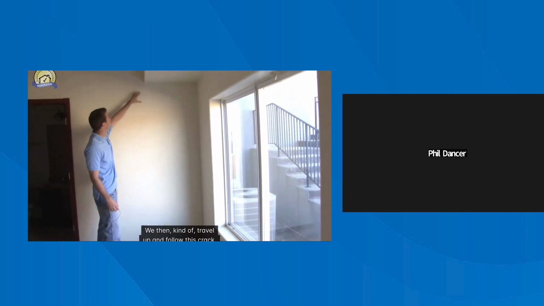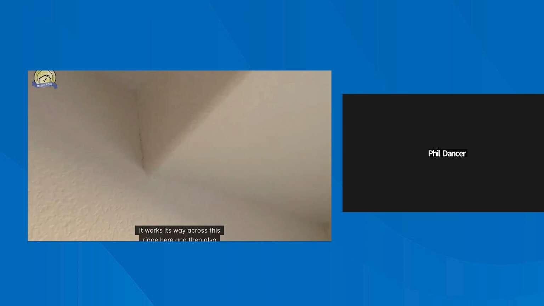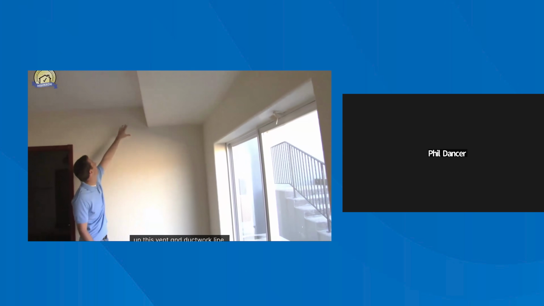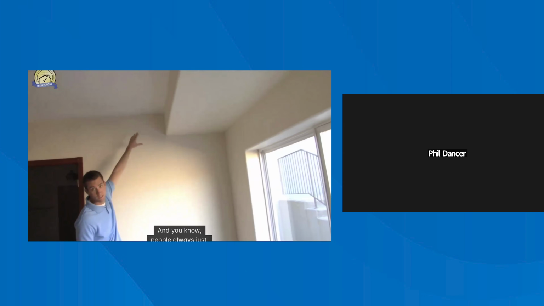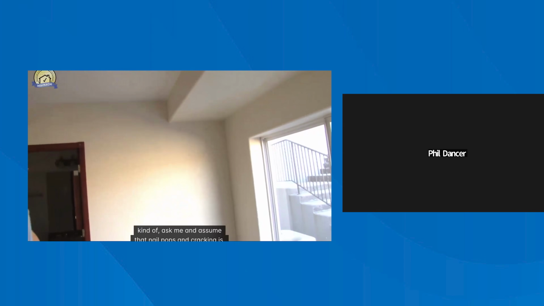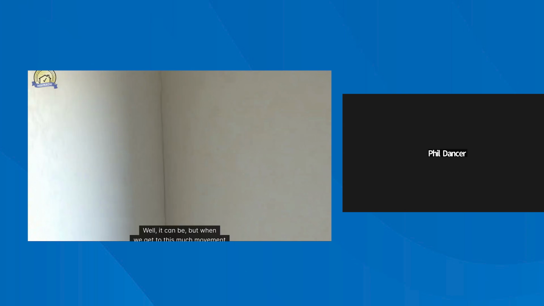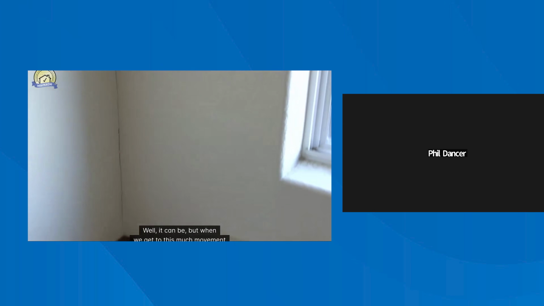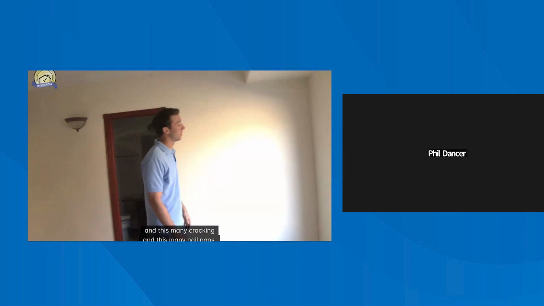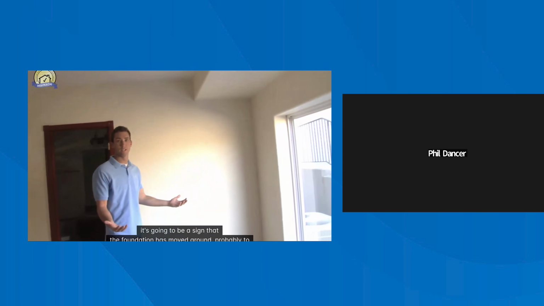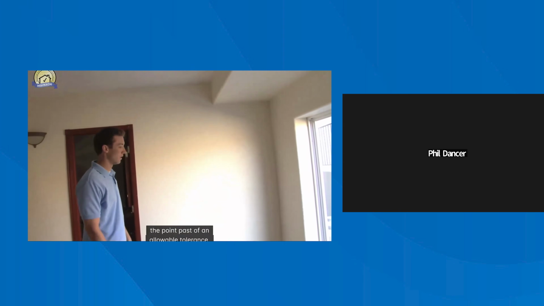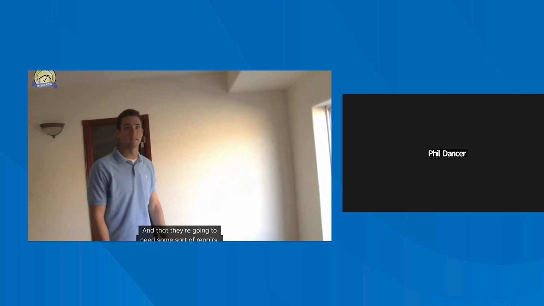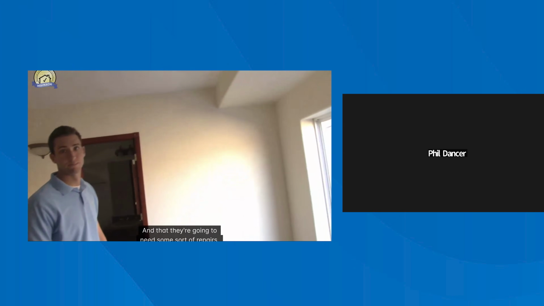We then travel up and follow this crack. It works its way across this ridge here, and then also up this vent and ductwork line, and we see quite a few nail pops. People always ask me and assume that nail pops and cracking is just normal foundation movement. Well, it can be, but when we get to this much movement and this much cracking and this many nail pops, it's a sign that the foundation has moved around, probably past an allowable tolerance, and that they're going to need some sort of repairs.